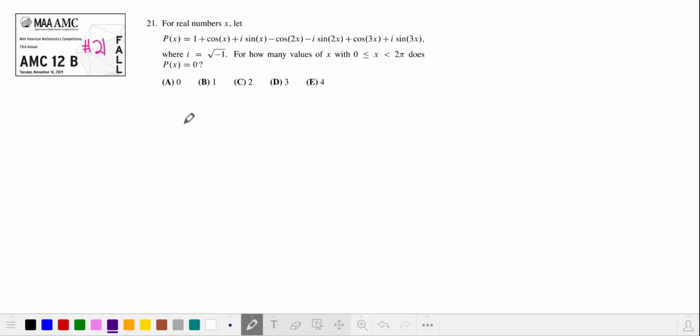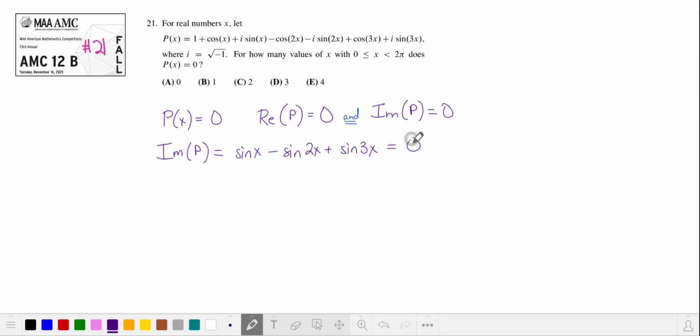I'm going to solve this using some elementary trig identities. In order for p of x to be equal to 0, the real part of p must be equal to 0, and the imaginary part of p must be equal to 0. Let's start with the imaginary part. This is everything that has i as a coefficient, and we want this expression to be equal to 0.